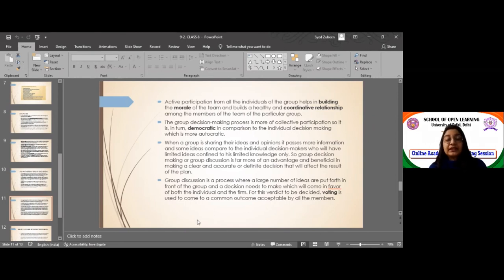Then when a group is sharing their ideas and opinions, it passes more information and ideas compared to individual decision makers, who will have limited ideas, confined to his or her limited knowledge only. So group decision making or group discussion is far more of an advantage and beneficial in making a clear, accurate or definite decision that will affect the result of the plan.